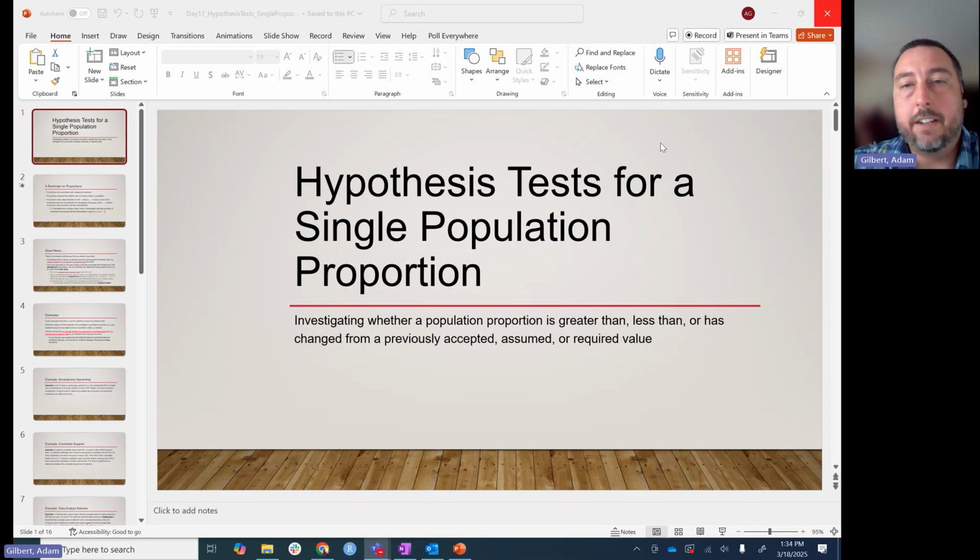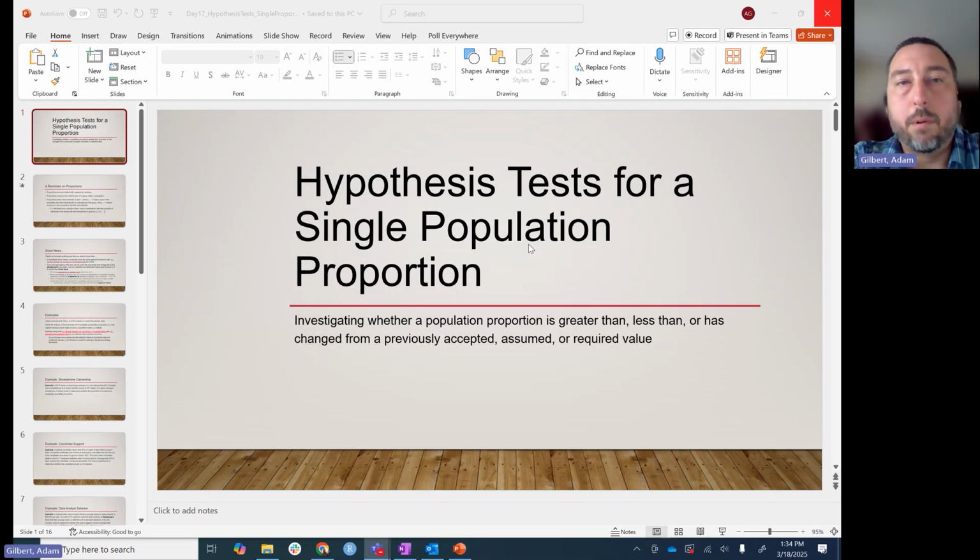The topic for today is hypothesis tests for a single population proportion. We're expanding on what we did last time. Last time, if you remember, we did hypothesis testing for a single population mean. Luckily, we don't need to really learn anything new here. We're just shifting from a mean as our population parameter to a proportion as our population parameter. So we're measuring group sizes, percentages. And luckily, the tools we need are a little bit easier to use.